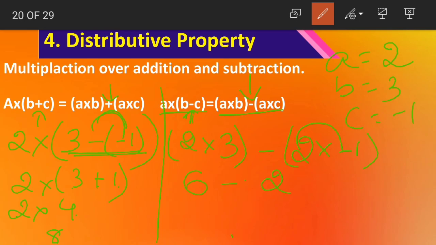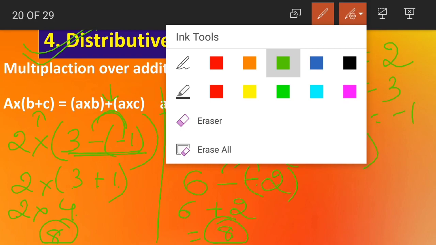Again the signs, plus into minus becomes minus. We have to keep the minus 2 inside brackets because 2 has a sign of its own and there is a mathematical operator in front of 2. So we have to keep 2 in brackets. Minus into minus becomes plus. 6 plus 2 becomes what? 6 plus 2 becomes 8. Again LHS is equal to RHS. So we can say that multiplication over subtraction of integers also follows distributive property.